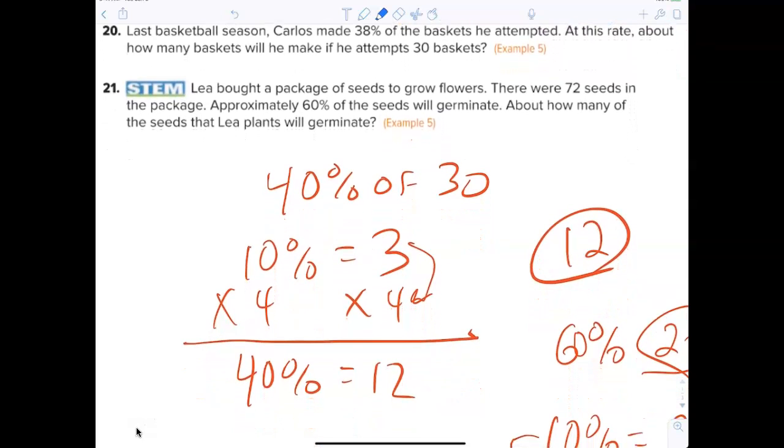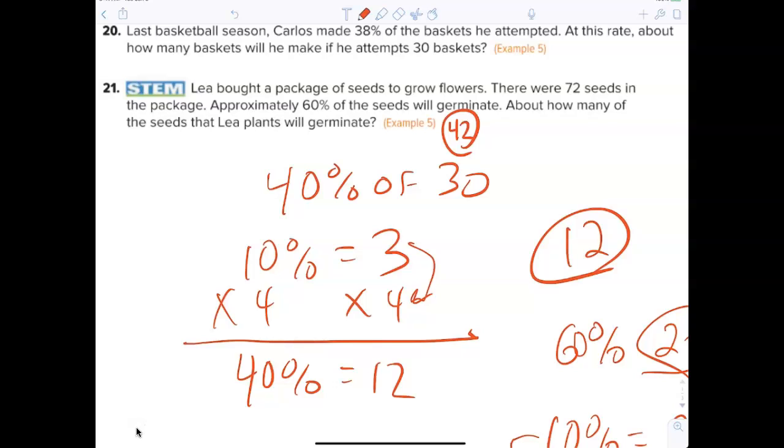All right, so she bought a package of seeds to grow flowers. There are 72 seeds in the package. Approximately 60% of the seeds will germinate. About how many seeds will approximately germinate? So 72 is close to what? 70. So 10% is what? 7. So 60% would be about 42. This is the thing that you have to be good at, in my opinion. Does everyone understand that? That's how you be good with numbers. You have to understand how to manipulate them. You good with that? You sure?